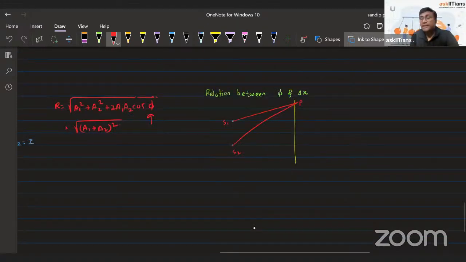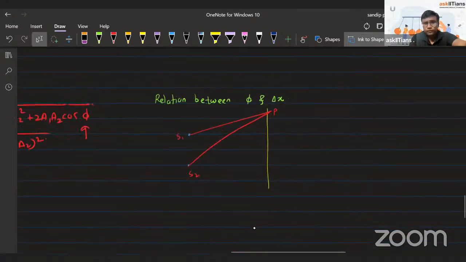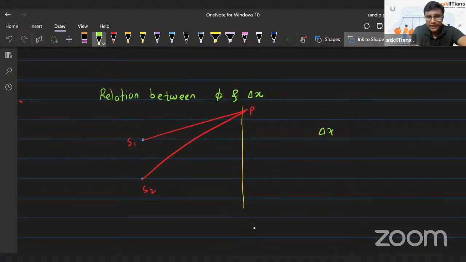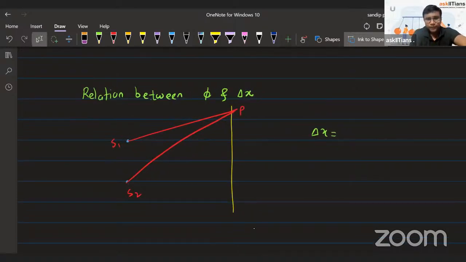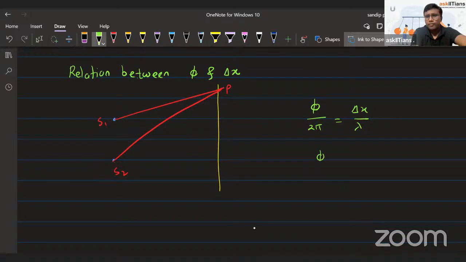And how to decide whether these two lights are in phase or out of phase? For that, we are going to use phi. The simple relation we will remember between these two, remember it like this: phi upon 2 pi is equal to delta x upon lambda. Okay, so this relation, or if I take the 2 pi to the other side, that will be phi equal to 2 pi upon lambda into delta x.